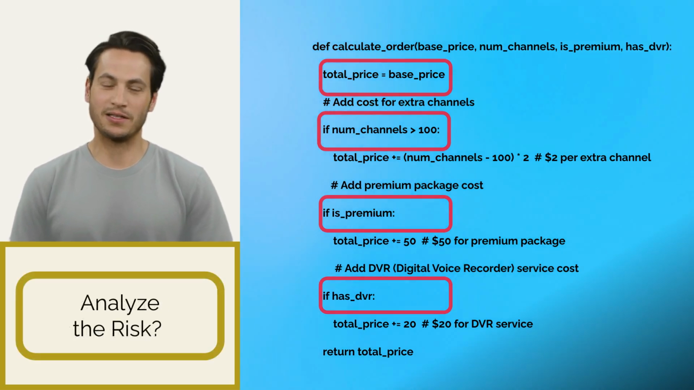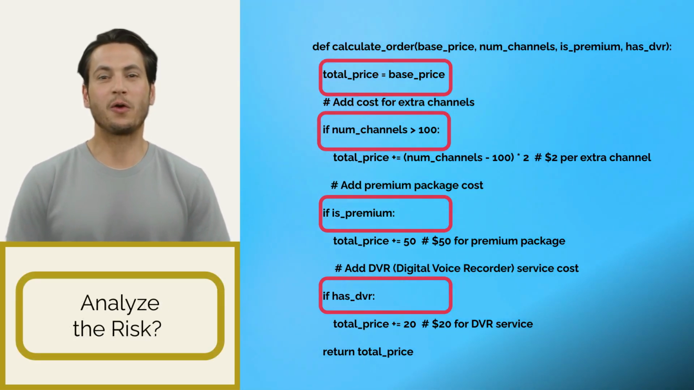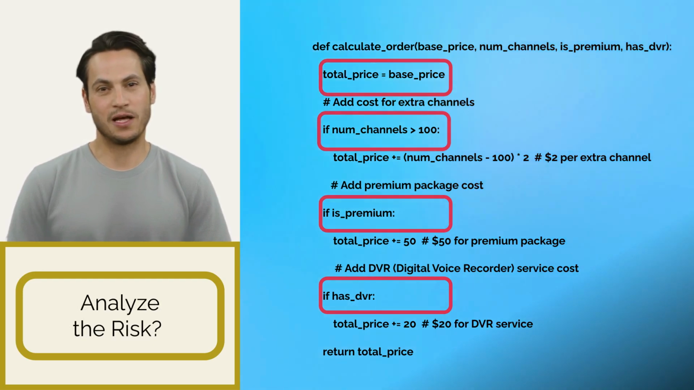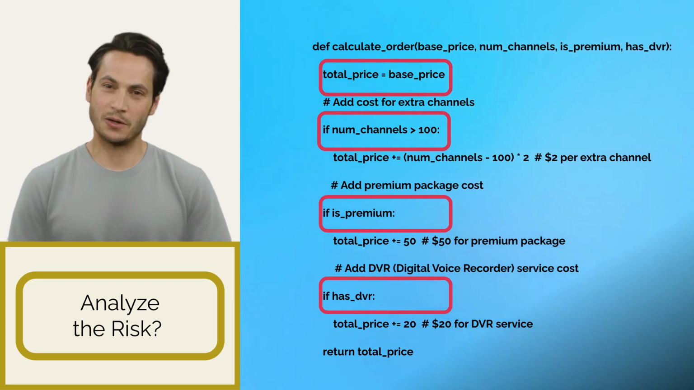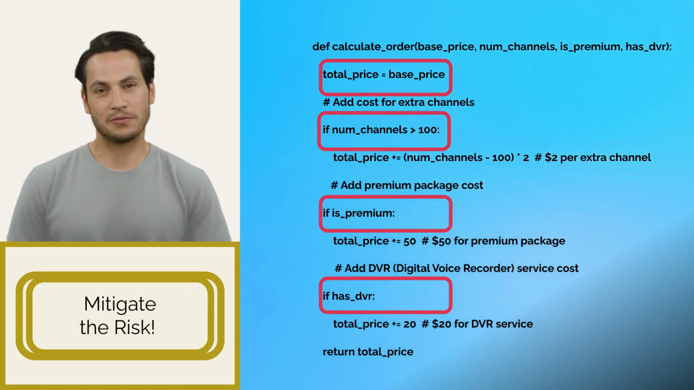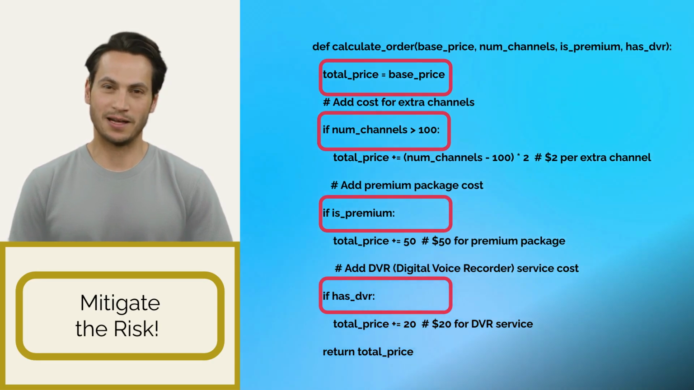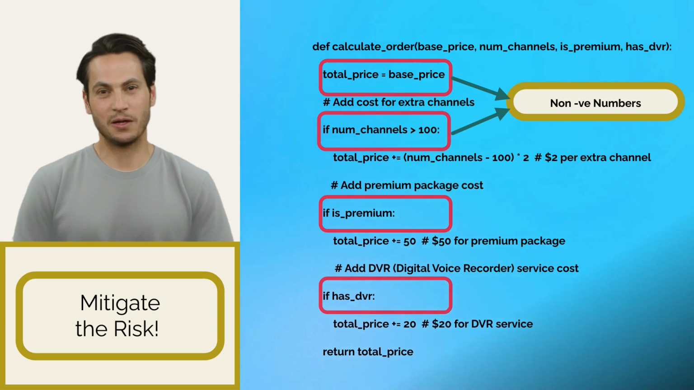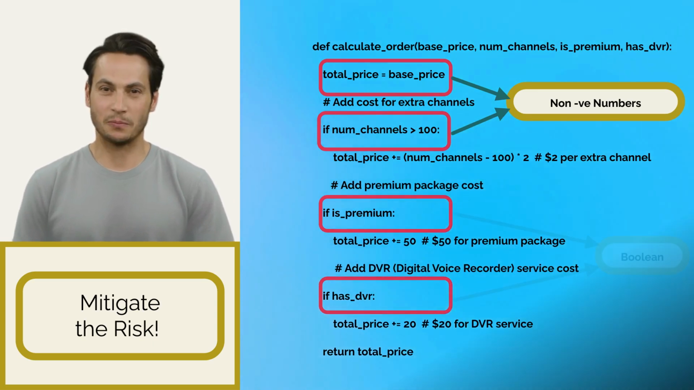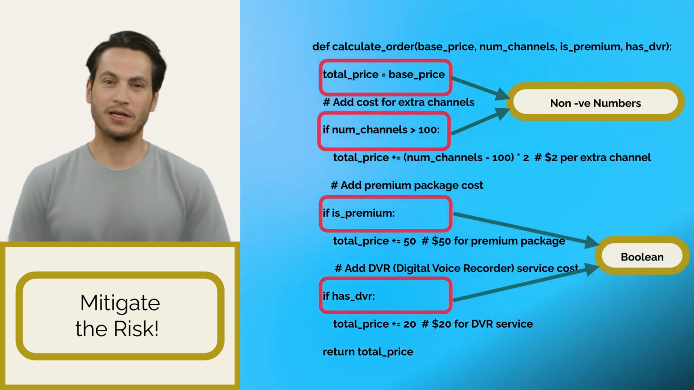There is a risk that an attacker might pass negative values or non-integer values for the number of channels, which can lead to incorrect calculations and crashes. To mitigate this risk, validation needs to be introduced to ensure that base price and number of channels are non-negative numbers, and the premium service and DVR options are booleans.